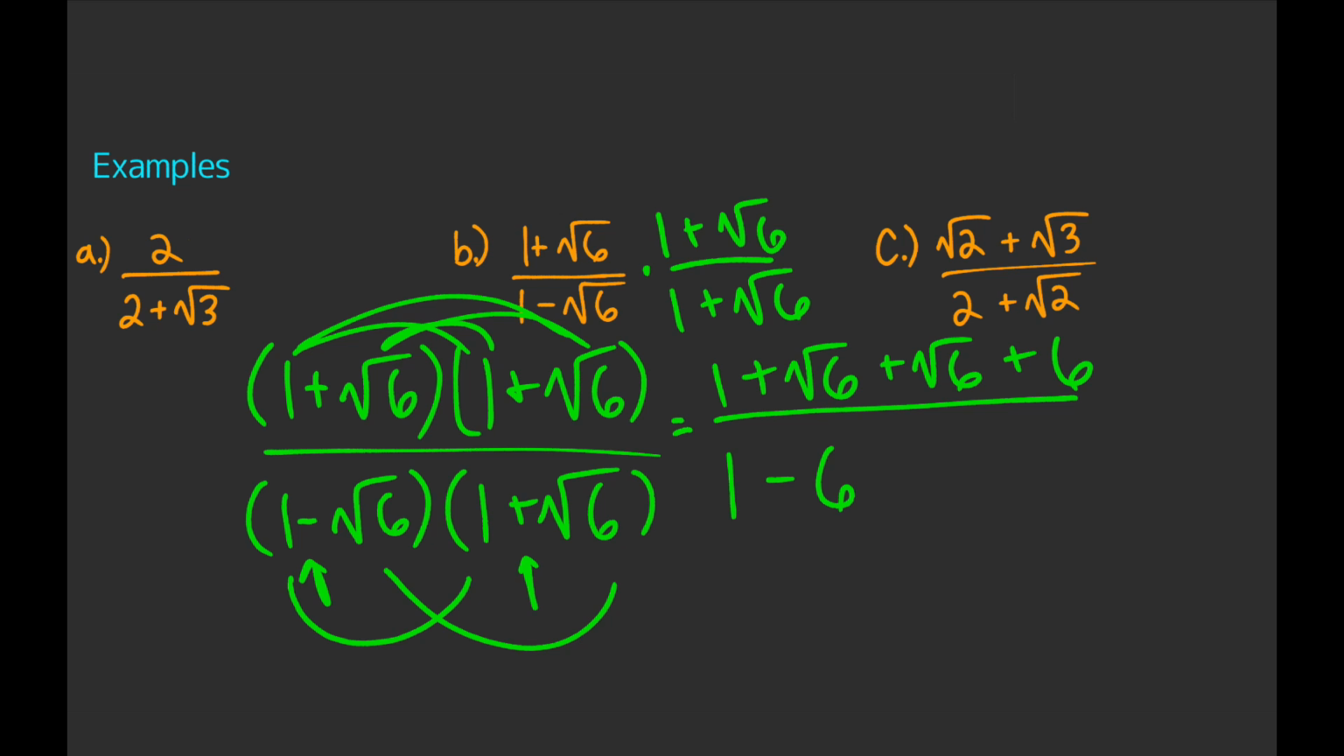Alright, so we have simplified our numerator and denominator. We can combine like terms, so simplify just a little bit more. And that's going to get us in the numerator 1 plus 6, that's 7, and the square root of 6 plus the square root of 6, which is 2 times the square root of 6, over 1 minus 5, which is negative 5.